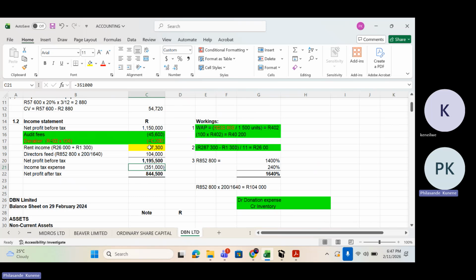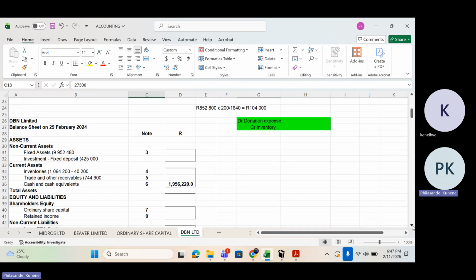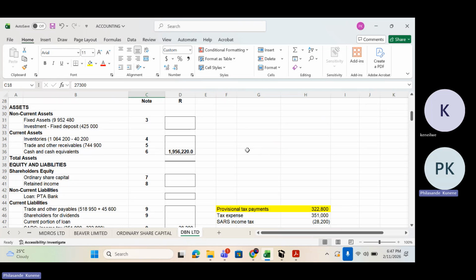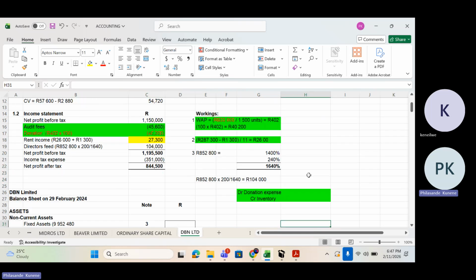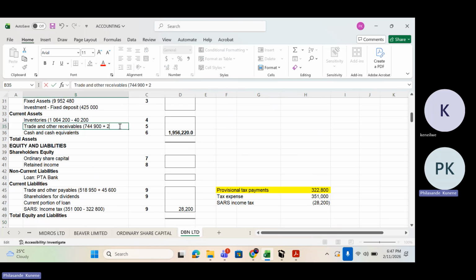So what do we do with this 27,300 rand? We added it in the income statement because it was outstanding. It is an income that was not received, right? Then now we go to the balance sheet. On the balance sheet, it is going to be an accrued income, which means under receivables it has to be added there. And how much do we need to add? It is going to be 27,300, because it has to be the same as the amount that we added in the income statement. 27,300 rands must be added in the receivables as well. Are you following?